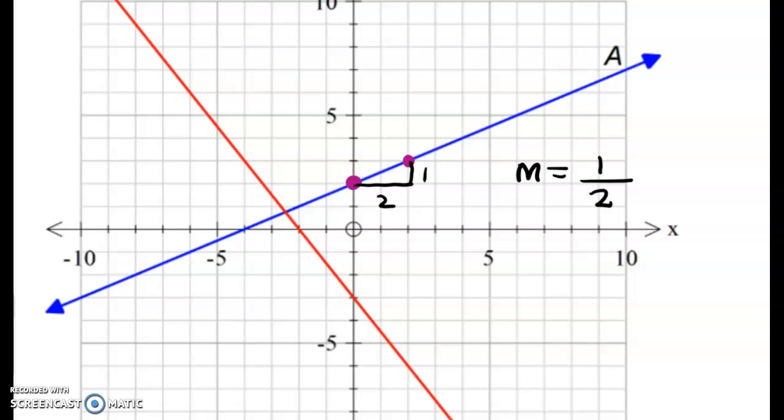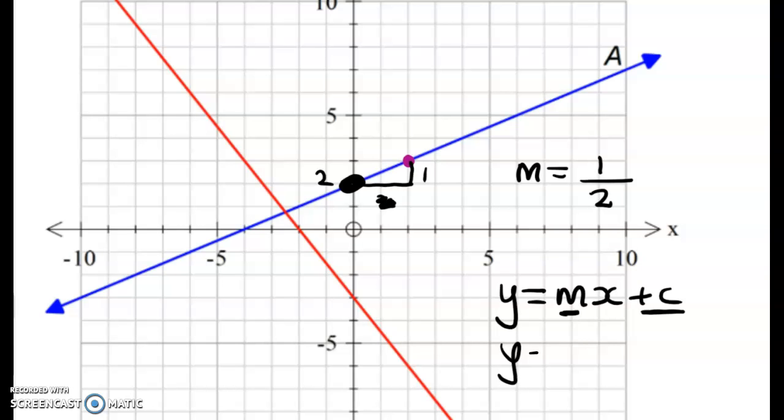I'm going to find the equation of line A while I'm here because it's so easy to do. Remember that we write the equation of a straight line in this form. We know the gradient. We have to find the y-intercept. Here it is here. So its value here is 2, right? Nothing to do with this 2, just a coincidence. So this line has got equation y equals 1/2 x plus 2.